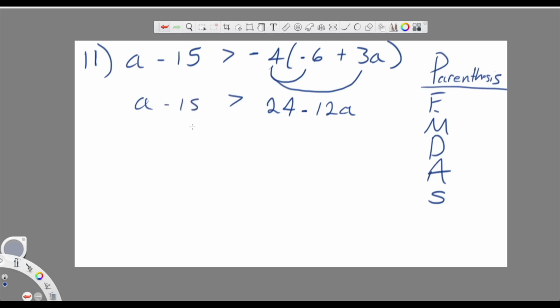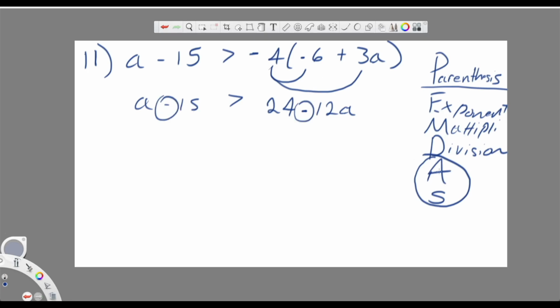So a minus 15. Now, in case you wanted to look back at PEMDAS, we don't have any exponents here, so we can skip that. We don't have any multiplication left, so we can skip that. We don't have any division left, so we can skip that. And addition and subtraction are interchangeable. Meaning, if you have a problem with only subtraction left or only addition left, you no longer have to use PEMDAS. So let's erase it.